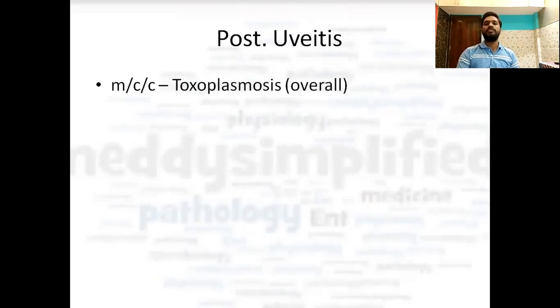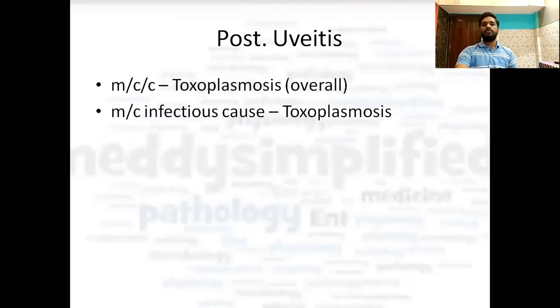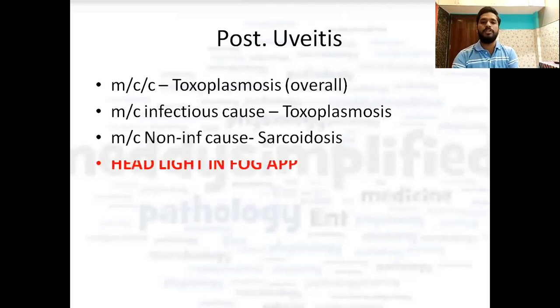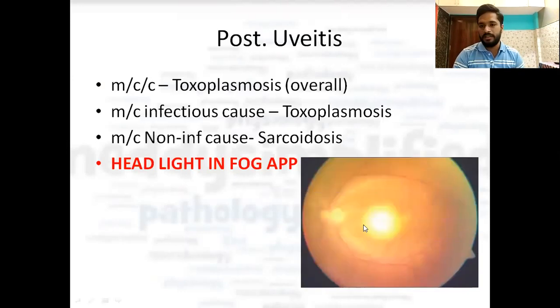Now talking about posterior uveitis. Now posterior uveitis, the most common cause overall is toxoplasmosis, whereas the most common infectious cause is also toxoplasmosis. But if the question is asked what is the most common non-infectious cause of posterior uveitis, then the answer is sarcoidosis. Headlight in fog appearance is typically how posterior uveitis looks, and this is the typical appearance known as headlight in fog appearance, which is seen in posterior uveitis.